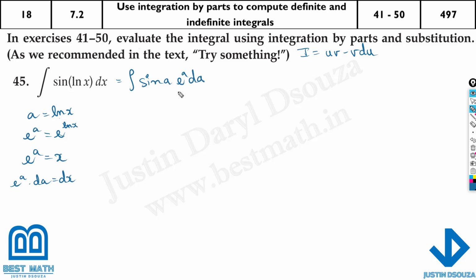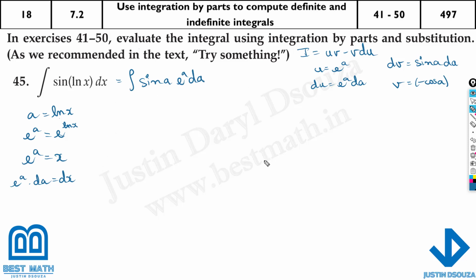I'm sure you might be thinking, what exactly should I take as u or dv? Which to choose? Here, remember, whenever you have e to the power x and sine x, choose e to the power a as u. I'll tell you why. You can try it by yourself, but let's see this as well. Now here, u is equal to e to the power a. This I'm going to derive, du is equal to e to the power a dA, implicitly we are deriving. What about v? dv is equal to the remaining term, sine a dA. So v is going to be minus cosine a. That's it. Now we have to use this formula.